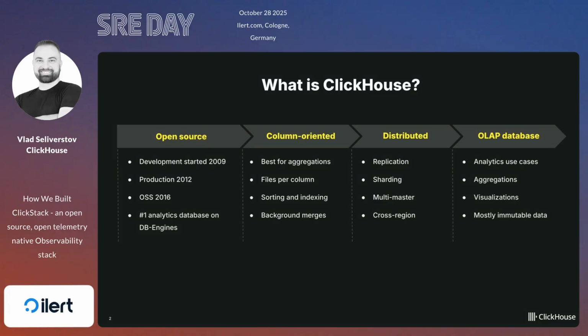Oh, wow. Okay, maybe we can skip that. I just want everyone to be on the same page about what ClickHouse is, what we do, and what it's all about. ClickHouse is a columnar database that started back in 2009. It went into production in 2012. It was open sourced in 2016, and now, fast forward to today, it's at the top of the rankings of database engines, of the analytical databases.